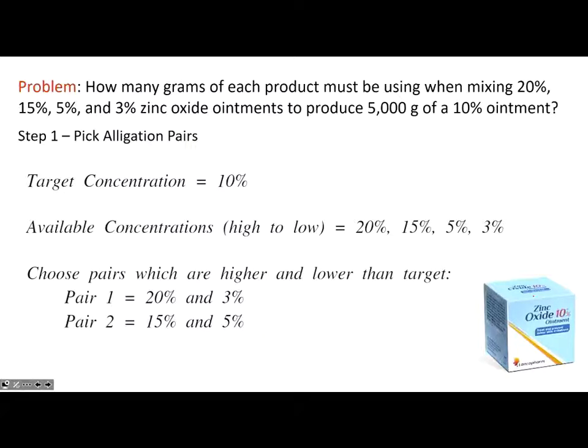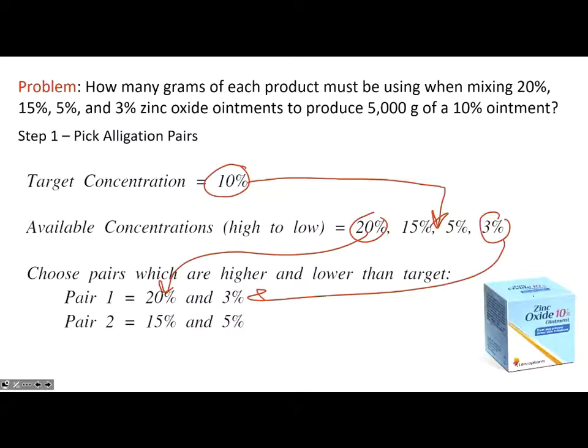Now, take your target concentration and find where it falls in relation to your ingredients. So in this example, would you agree, I have 2 strengths that are higher than my target. I have both a 20 and a 15. And I have 2 strengths that are lower than my target. I have a 5 and a 3. So how many pairs do you think I'm going to need to use up all 4 of those? Just 2. I can use 1 high with 1 low, 1 high with 1 low. So in my first pair, I chose 20% from here and 3% from here. Would you agree one concentration is higher and one is lower?